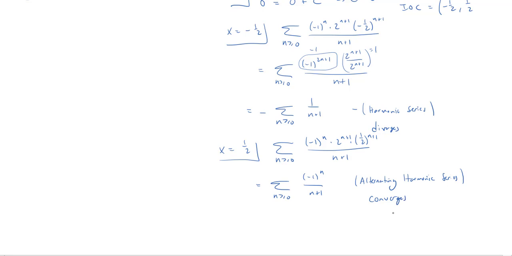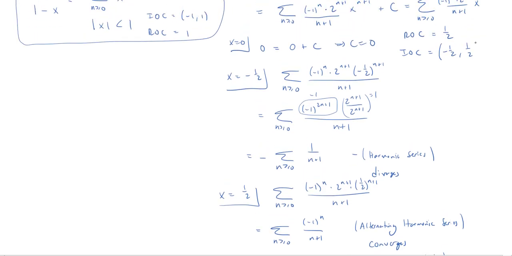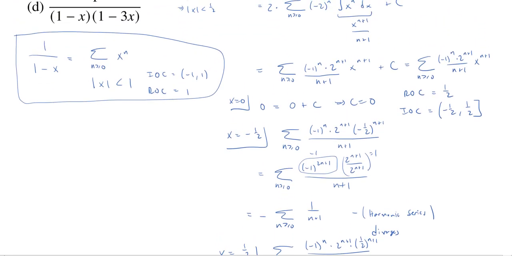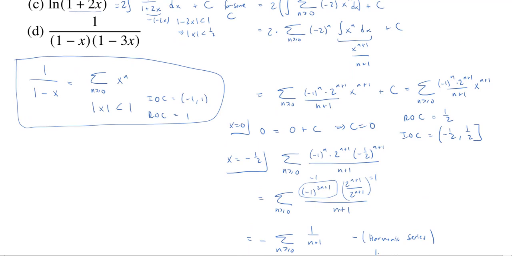If we want to prove it, we can do it, for example, using the alternating series test. But this is a nice known result from class. If you get rid of the alternator, you have 1 over n plus 1, and we know that 1 over n plus 1 is positive, and 1 over n plus 1 converges to 0. So we can use the alternating series test. So our interval of convergence is actually going to pick up an endpoint. It's the first time in this problem that's happened. So there's our ROC and our IOC for problem C.